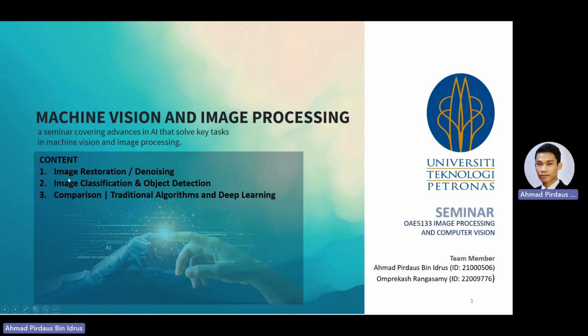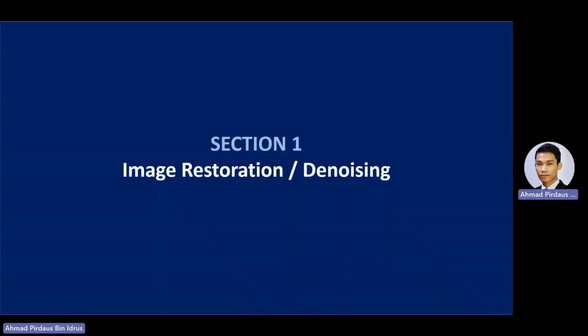The first one is image restoration or denoising. The second one is image classification and object detection. The third one is a comparison of the traditional algorithms versus deep learning. Now, without further ado, let's proceed with section one, image restoration and denoising.